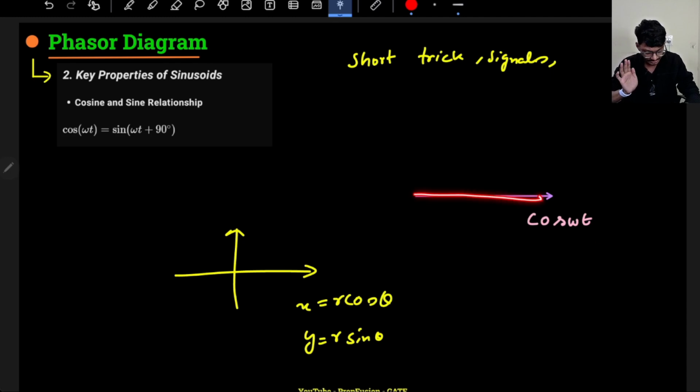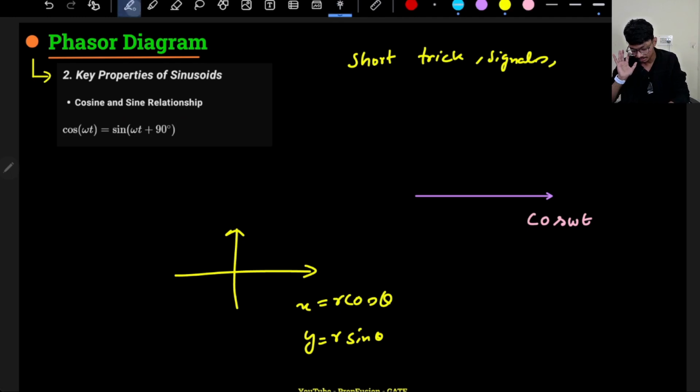So you write the x-axis as cos omega t. Now you know cos omega t is sin omega t plus 90. That means if I add plus 90 to sin omega t, I will get to cos omega t. Do you remember one thing, that if I am adding angle, I am moving in the anti-clockwise direction, and if I am subtracting angle, I am moving in the clockwise direction.